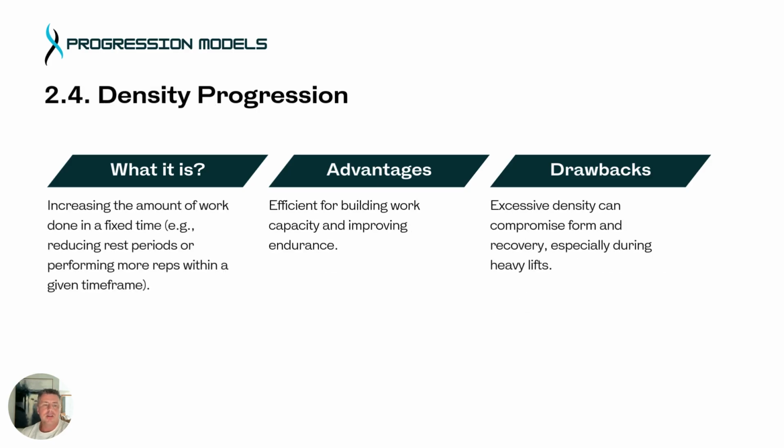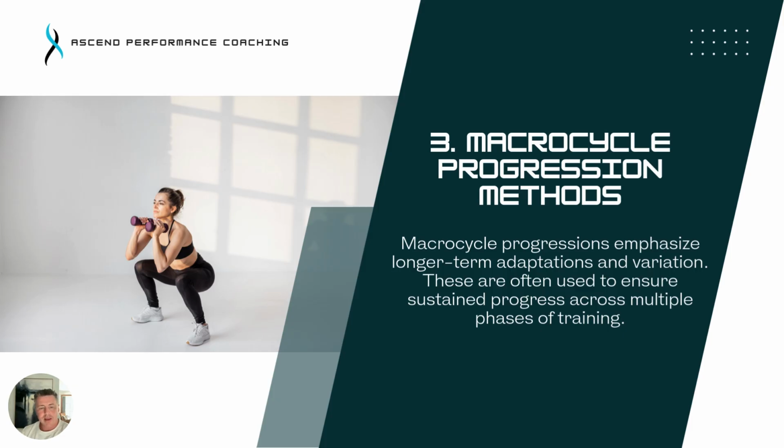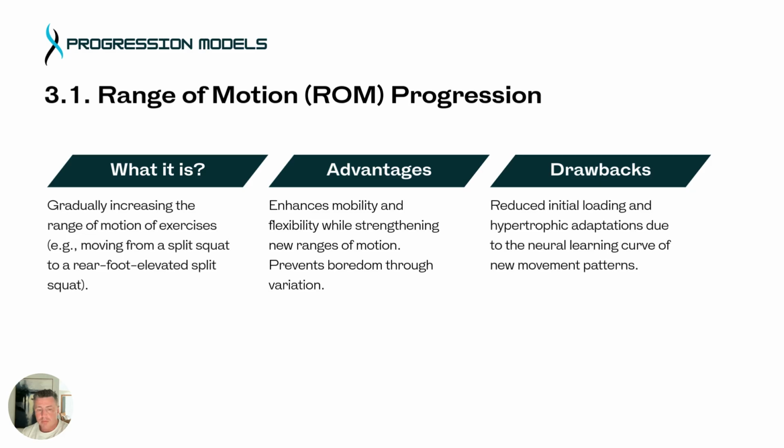And then density progression is increasing the amount of work done in a fixed time. So you can reduce rest periods or perform more reps in a given time frame, which is really good for building work capacity and endurance, but it can lead to compromised form and recovery during heavy lifts because people want to hit the numbers at all cost. The program that really does this well is escalating density training, which we have a template to use within the course. So that's microcycle progression; now we have macrocycle progression methods, which are longer-term ones.